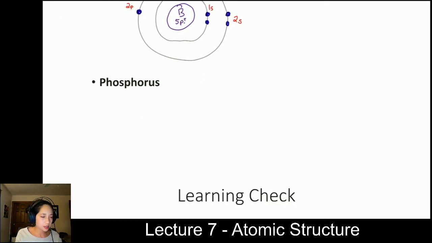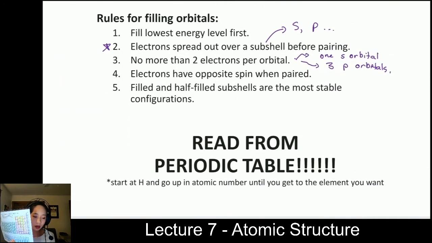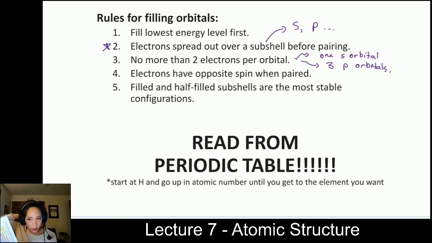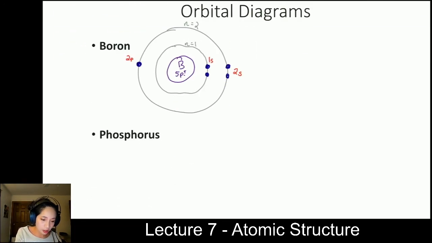So let's do phosphorus. Okay, phosphorus is element 15. So remember our tip here, start at hydrogen and go up in atomic number until you get to the element you want. So we need to get to phosphorus, which is 15. So this is going to be a little bit more work, but I know we can do it. So first, draw the nucleus. Phosphorus, that's P. How many protons? There's 15 protons. I'll just draw it like that. Okay, so there's my nucleus. Great. So I know I will have to start with our n equals 1. That's a bad circle. Okay, n equals 1.